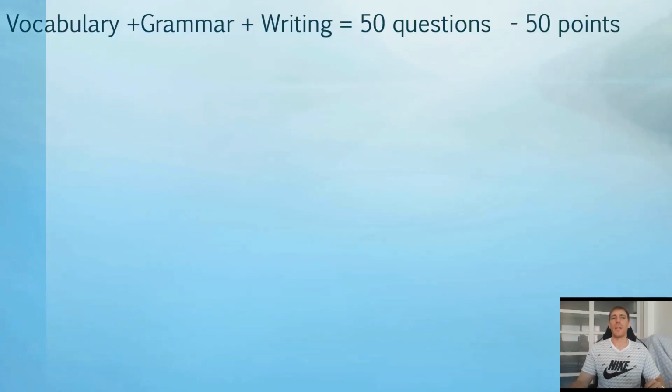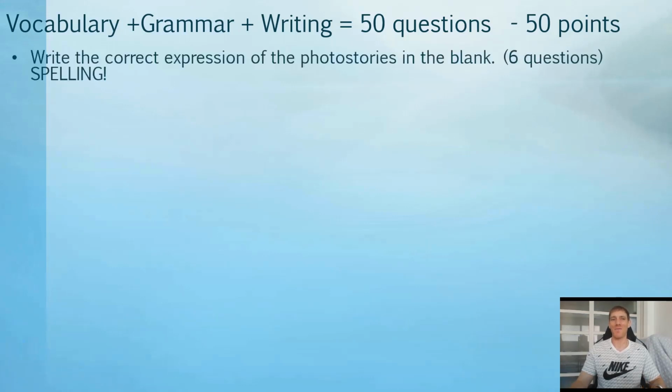So there's going to be a vocabulary section, a grammar section, and a writing section. 50 questions, 50 points. 1 question, 1 point. First one, it's write the correct expression of the photo stories in the blank. There will be 6 questions. Spelling is important. If you misspell or your spelling is wrong, eClass will not allow it. So you have to make sure it's exactly the same, fits it perfectly.